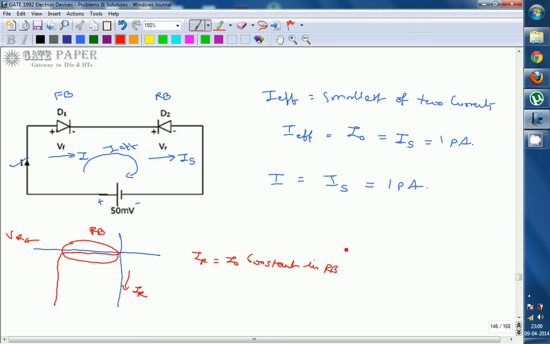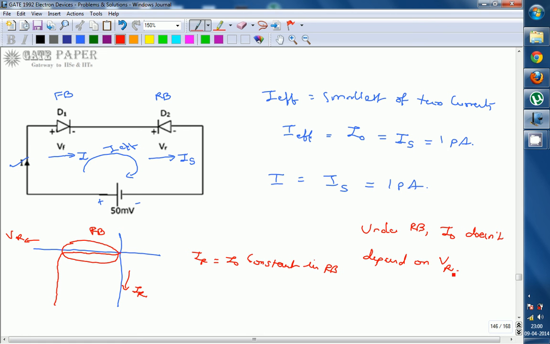So under reverse bias, we know an important thing: the current flowing through the diode, which is nothing but I0 or IS, the reverse saturation current, doesn't depend on applied reverse voltage VR. Whatever the value of VR, the current flowing through the reverse bias diode is constant, that is nothing but I0. So reverse saturation current doesn't depend on applied reverse voltage, but it depends on the applied temperature.